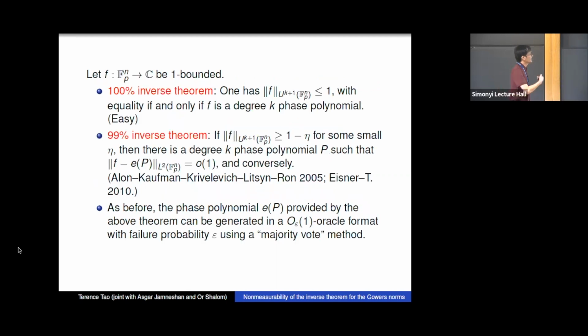Many of the things that I said before have analogs. If you have a 1-bounded function, the U^{k+1} norm is at most 1, and it's only equal to 1 if you're exactly a degree k phase polynomial, and that's not too hard to prove. If you are 99% close to 1, then you are very, very close to a phase polynomial. That was essentially proven a long time ago in a different language, in the classical case. But this particular statement I proved myself. Again, you can use majority vote, and you can actually find this polynomial in bounded time with an oracle. In particular, this e(P) is kind of measurable with respect to f in some sense. The dependence deteriorates exponentially with k.